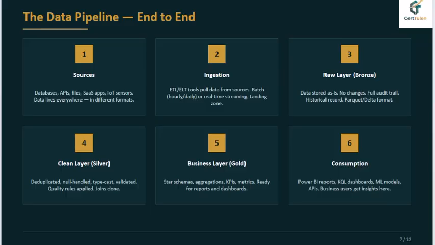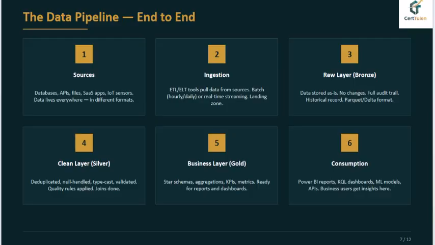Data lives everywhere: in databases, APIs, flat files, SaaS applications, IoT sensors. Your job is to connect to all of them. Step 2, ingestion. This is where the ETL tools pull data from those sources. It could be a batch, once a day or once an hour, or real-time streaming.